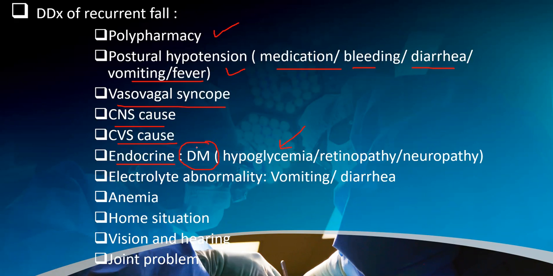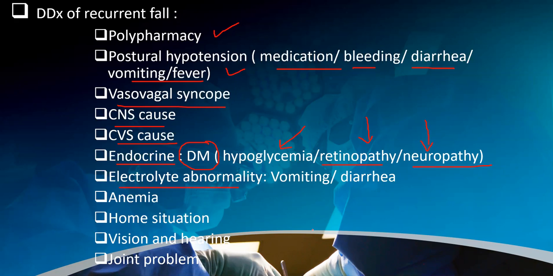Now, for the recurrent fall case, diabetes is a very important thing you should remember, because not only hypoglycemia, but also a diabetic patient can have retinopathy, and the lack of vision results in recurrent falls. They can have peripheral neuropathy, so the patient has numbness, loss of sensation in their legs. So they don't actually understand where they are stepping, and they can fall frequently. So that is neuropathy. All these are related to diabetes in a frequent fall patient. So we have to be very vigilant in these cases.